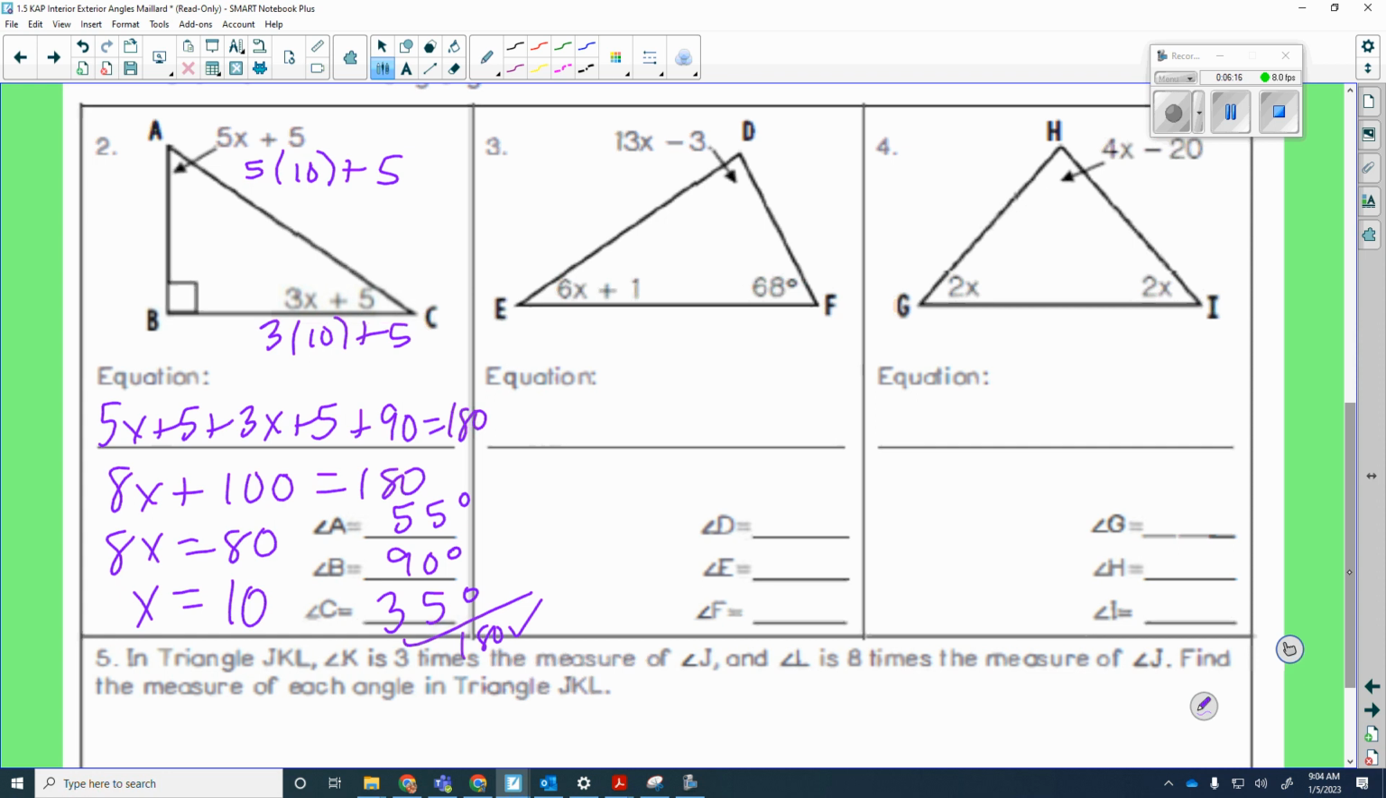Which one? 3 or 4? 3? Okay, I heard 3. So do 3 by yourself. If you're at home, pause the video. I'm just going to start working while you're working.